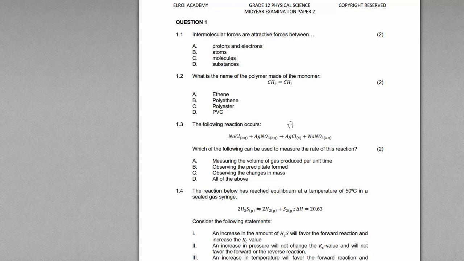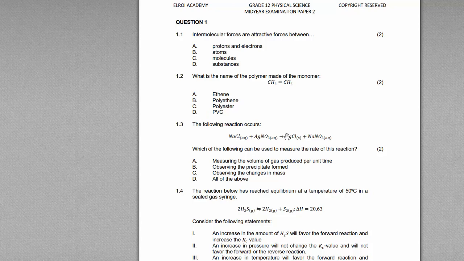What is the name of the polymer made of the monomer? So if we made a polymer of this monomer, this monomer is ethene. So the polymer from it would be polyethene. Okay, so in other words, it's B.